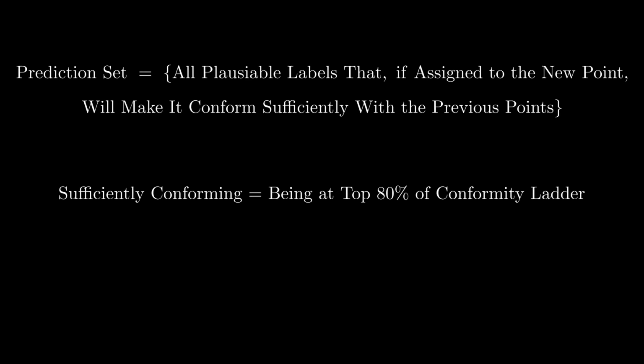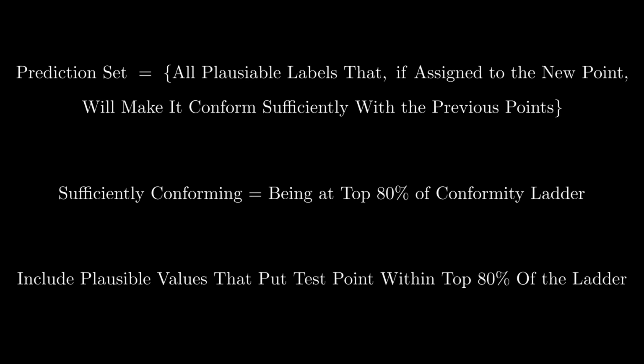Our starting point is a statement that we have seen in the previous two episodes. Given a test or validation point with an unknown label or target value, the 80% prediction interval, that is the interval which has 80% probability of actually containing the true unknown label, consists of all plausible values that, if assigned to the test point, will put it at the top 80% of the conformity ladder. Again, feel free to see the previous two episodes for more details on this.